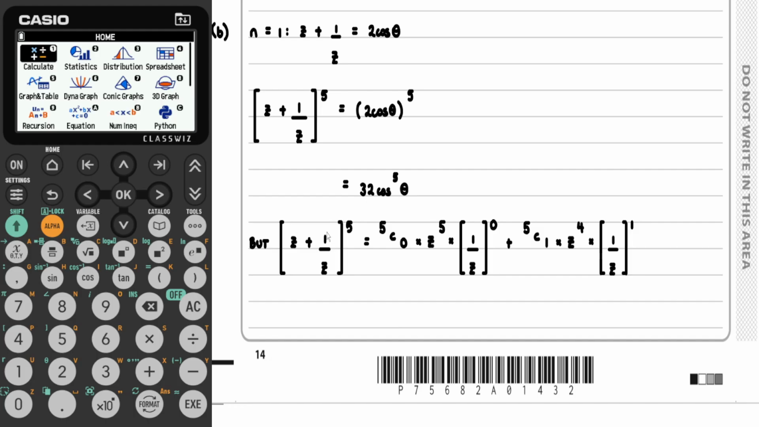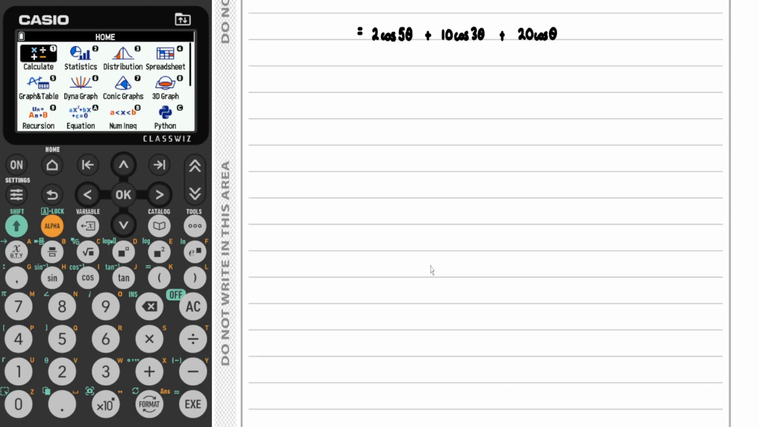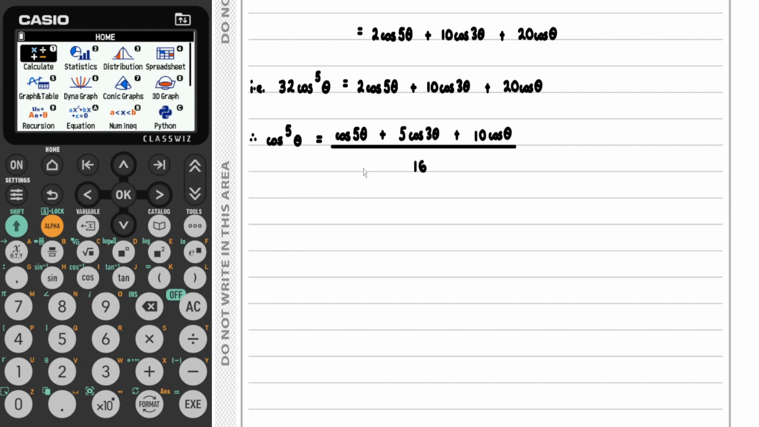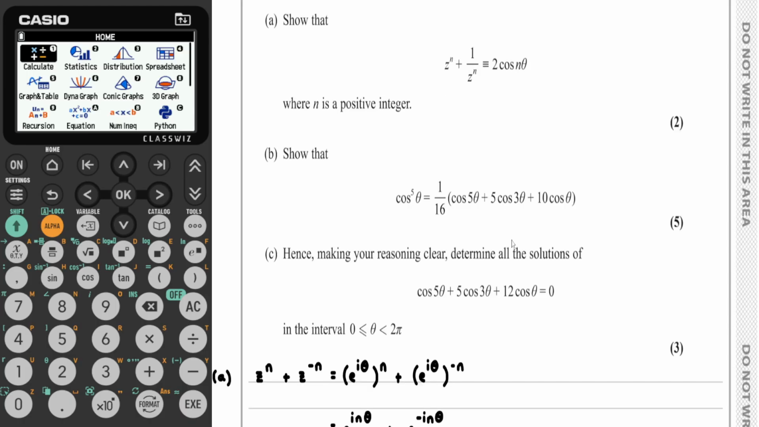And this is what (z plus 1 over z) to the 5 is, which is the same as 32 cos theta to the 5. So this result is what 32 cos to the 5 theta is. And now if I divide by 32, we can conclude cos theta to the 5 is cos 5 theta plus 5 cos 3 theta plus 10 cos theta over 16.